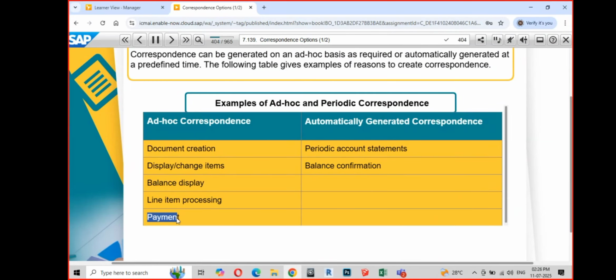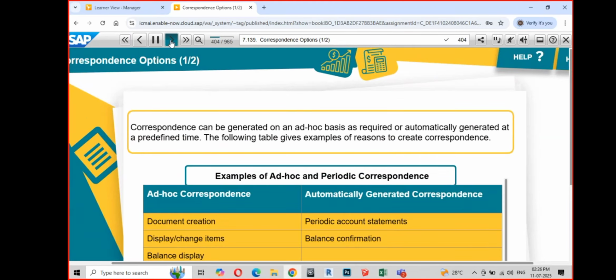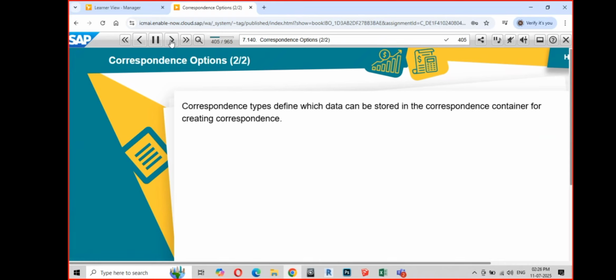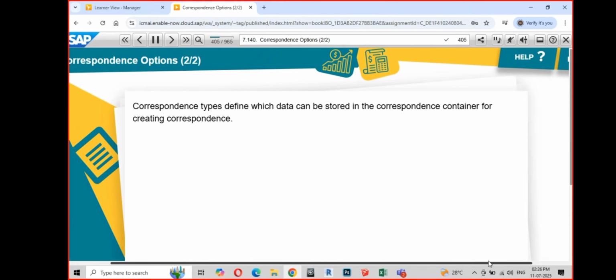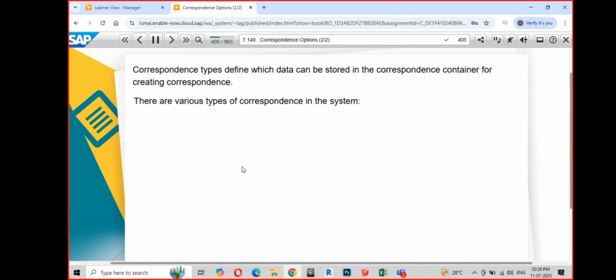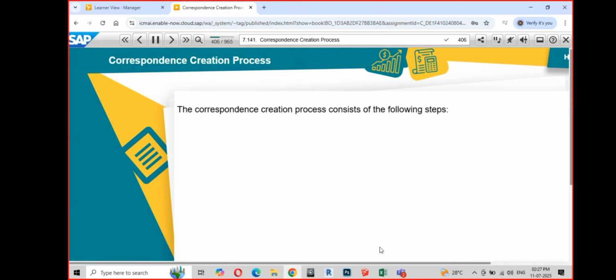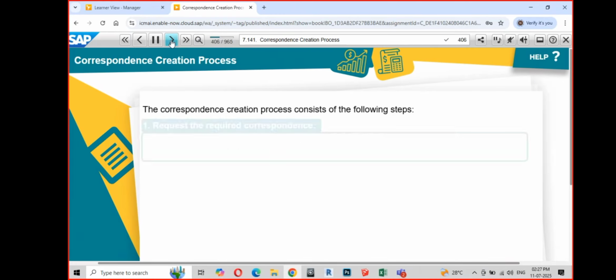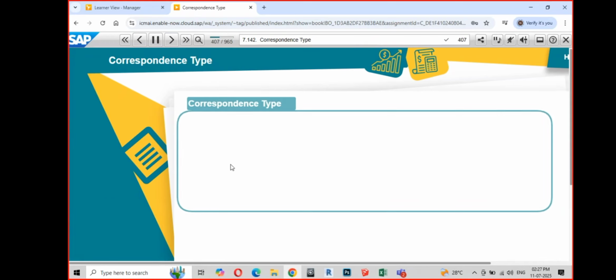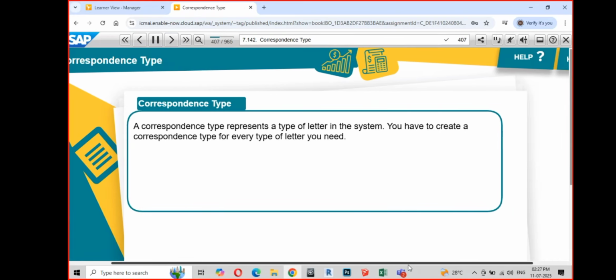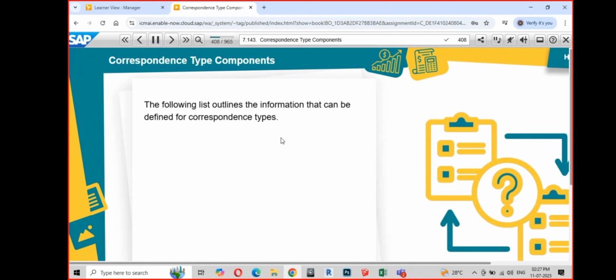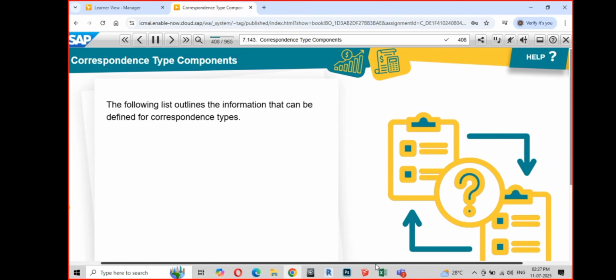Clear? It's just a typical reading, does not require any explanation from my end.